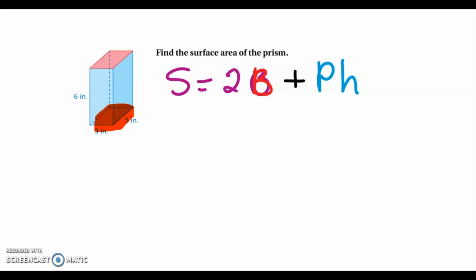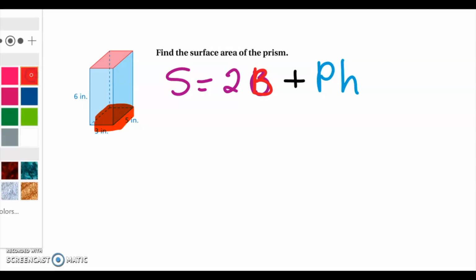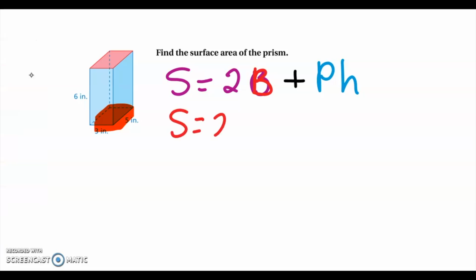So let's start off with our base. So we have surface area equals 2 times, my base shape is a rectangle, so the length is 3 and the width is 5. So 3 times 5.